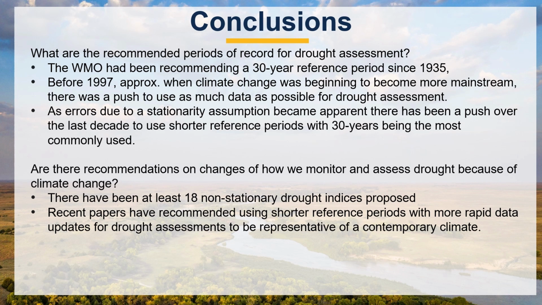As errors due to non-stationarity assumptions became apparent, there's been a push over the last decade to use shorter reference periods, with 30 years being the most commonly used. Are there recommendations on changes of how we monitor and assess drought because of climate change? There have been at least 18 non-stationary drought indices proposed over the last several years. Recent papers have recommended using shorter reference periods with more rapid data updates for drought assessments to be representative of a contemporary climate.